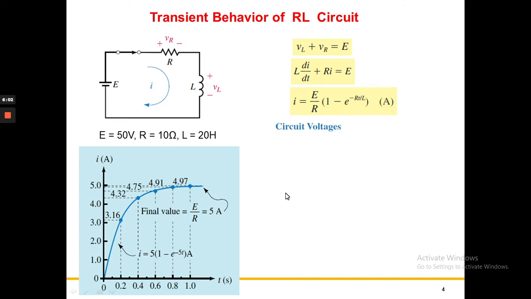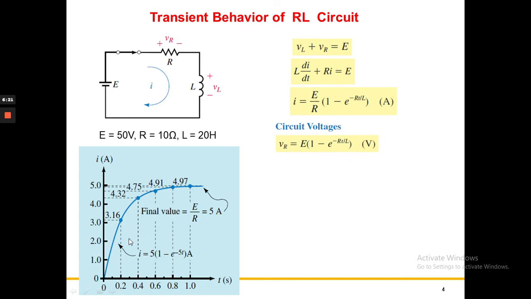To find the different voltages, the voltage drop across the resistance will be the current through the resistance times the resistance value. This is the current through this loop, and the resistance value is R. Multiplying these, the voltage drop across the resistance will be like this.